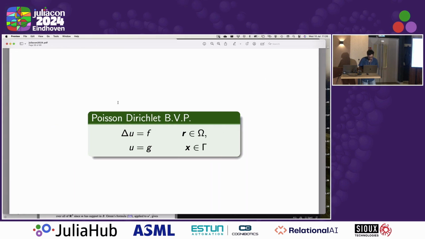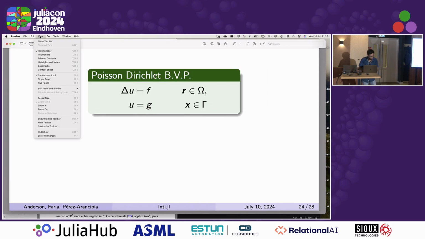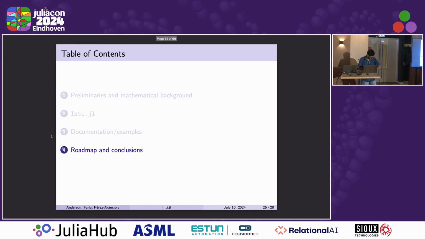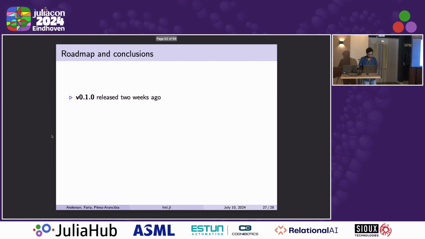Okay, so with that, I just want to wrap up. This is a more technical example that I'm not going to go into for the sake of time. So, roadmap and conclusions. We released version 0.1 a couple of weeks ago.